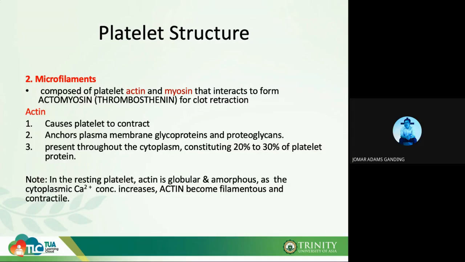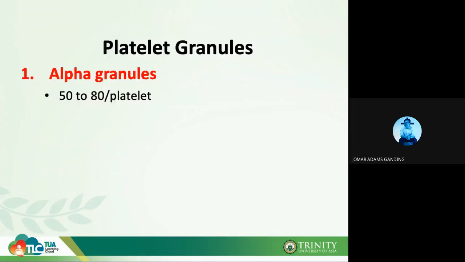So, let's go now to the different granules of your platelet. First are your alpha granules. Your alpha granules can be seen in your platelets, and they average around 50 to 80 alpha granules per platelet.